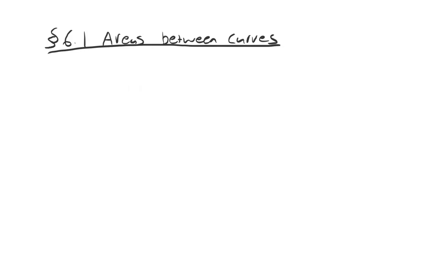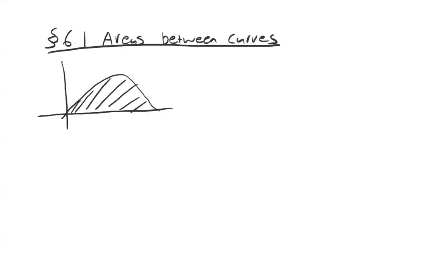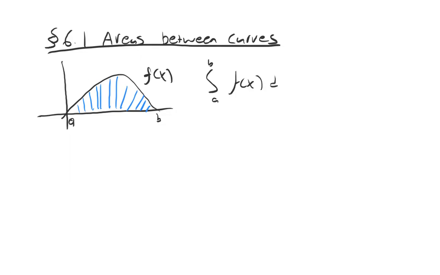So the idea behind this section is, before when we were talking about integrals, we were talking about, I want to find the area underneath a curve, maybe like this. Maybe I'll use a different color. So I want to find this area. And if this is f of x, then the way I find this area is the integral from a to b of f of x dx.